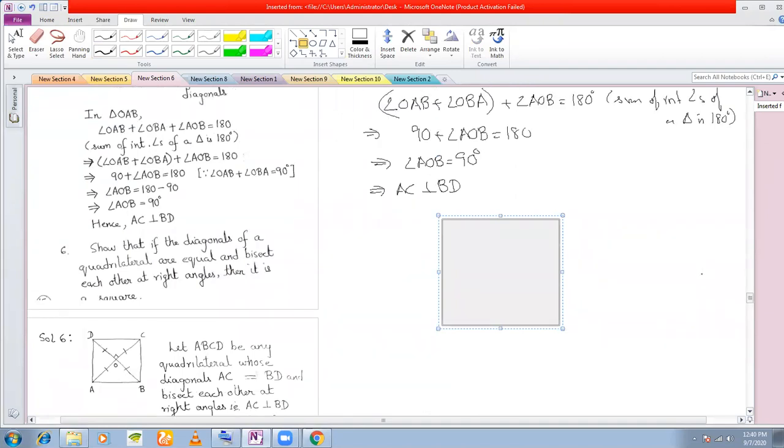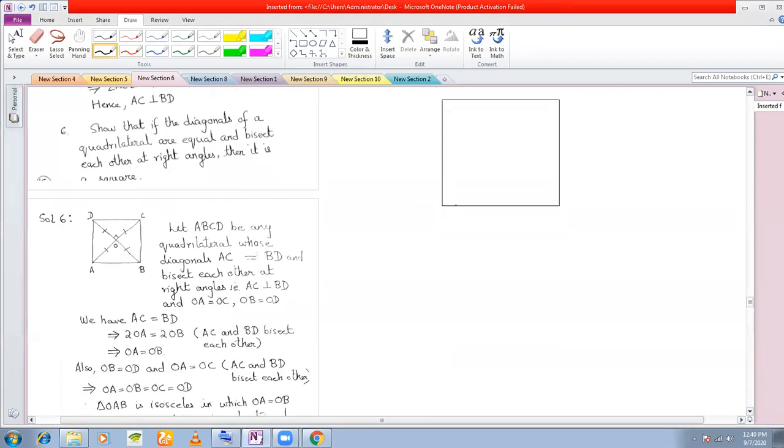We'll draw a quadrilateral that looks somewhat like a square. So this is your quadrilateral. Let's call it ABCD. Okay, and you have to show that it is a square.